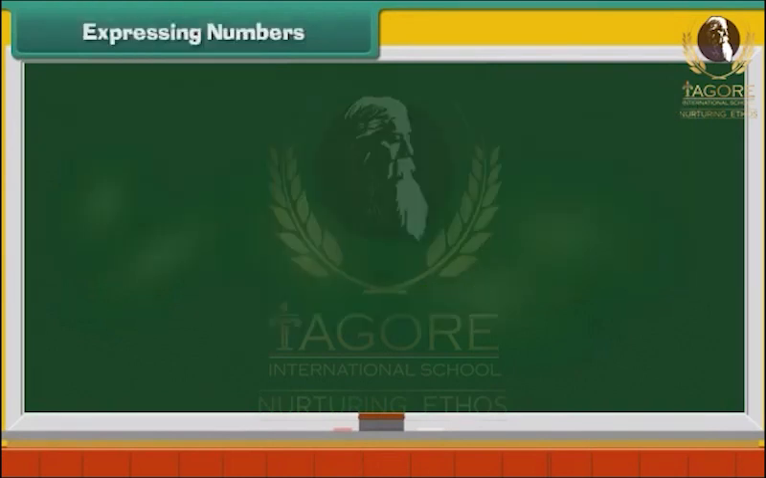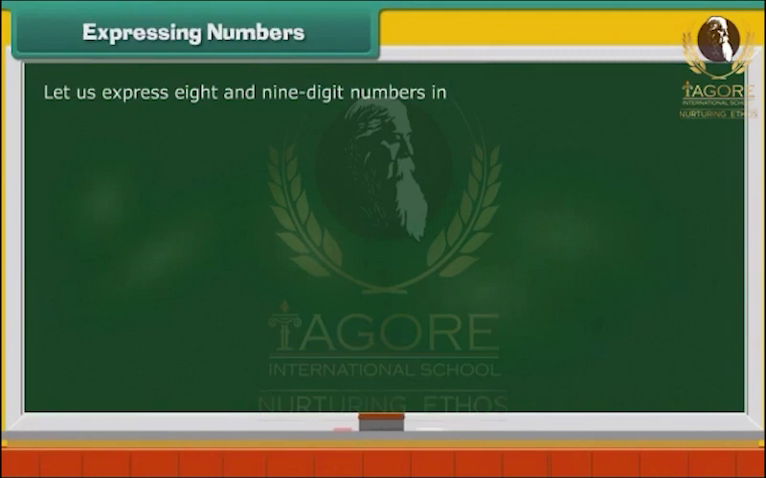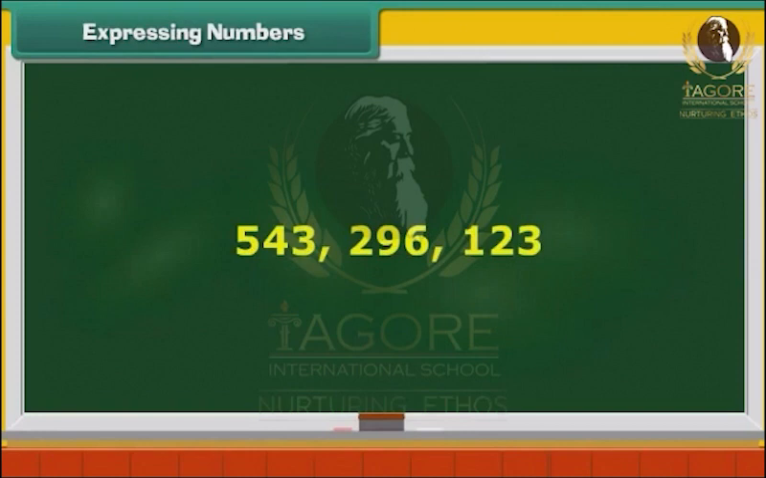70,041,238. Expressing numbers. To understand 8 and 9 digit numbers better, let us express them in expanded form and standard form. Let us learn them one by one in detail. Look at this number, 543,296,123. It has 3 groups. Therefore, it belongs to the international system of numeration. Let us express it in expanded form.